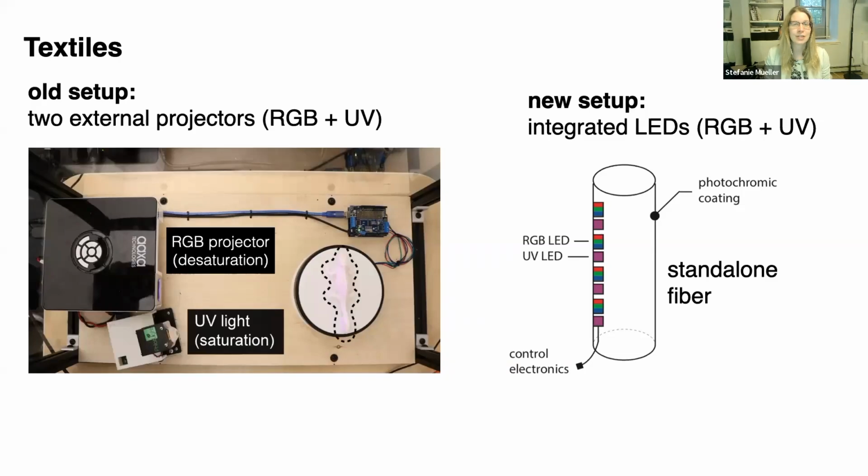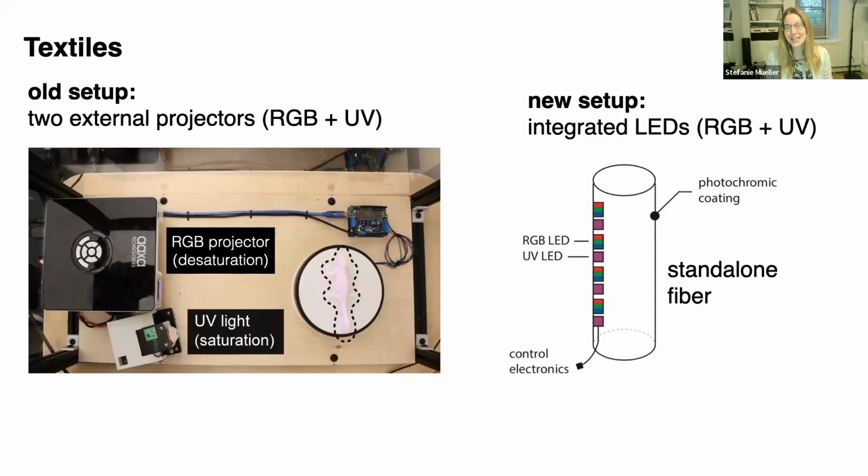Another area of research that we are currently working on is textiles. On the left side, you see our current system, which is not super optimized for textiles. It consists of a platform where we put the object on, here it's the chameleon. Then we have this RGB projector and the UV light source to induce the saturation of the color and the desaturation to achieve our color target. Now if you actually want to project on a t-shirt, it's not really optimal because your t-shirt has some wrinkles and people typically don't want to stand in front of the projector and turn around until they have been projected on from all sides. So the setup is not really working for textiles.